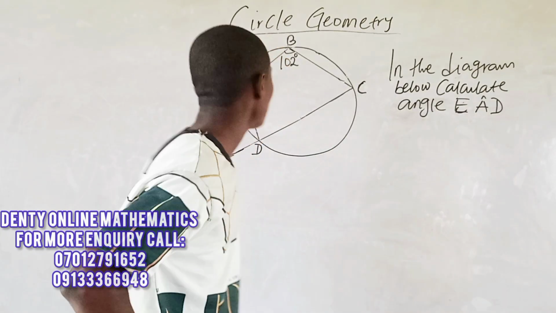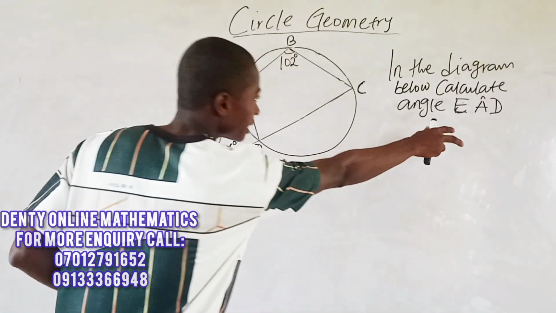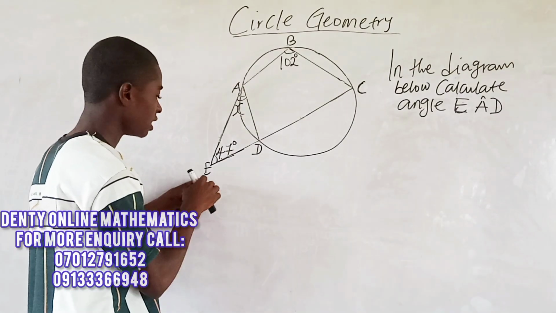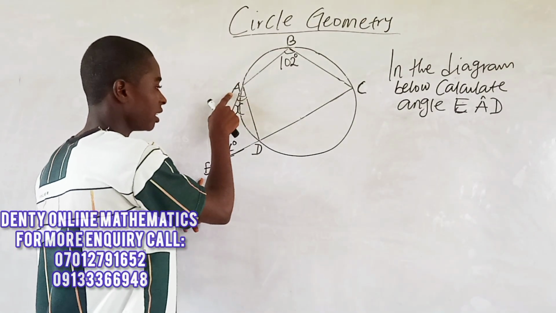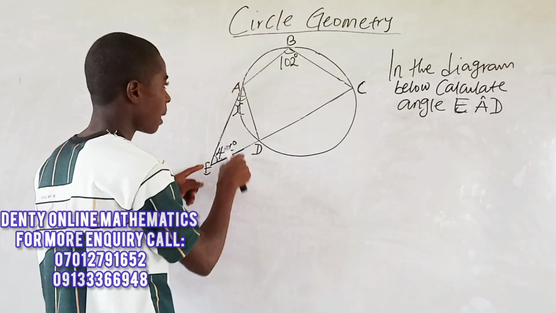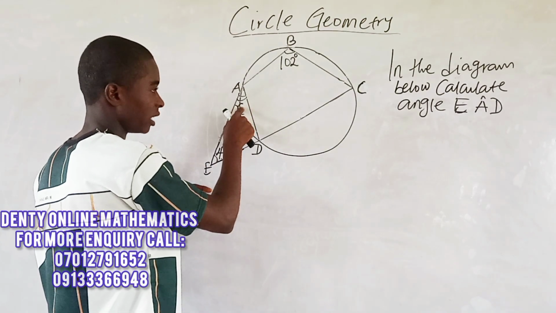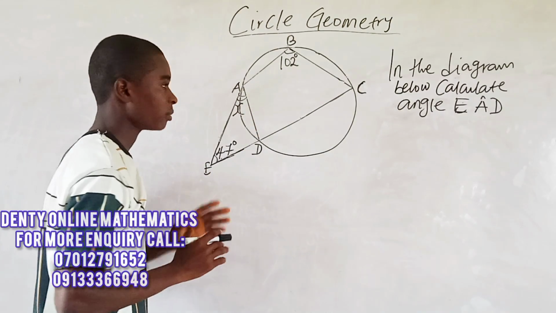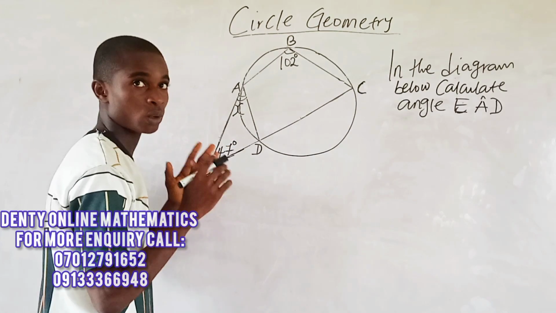You get? Now let's look at this. How can we locate EAD from this diagram? This is E, this is A, and this is D. That means it's in this triangle. But this A now, that's the value of X. That's what we are looking for. You get? Because that's where I'm A. The middle one is what we are always looking for.